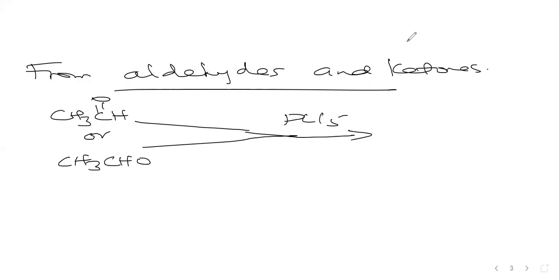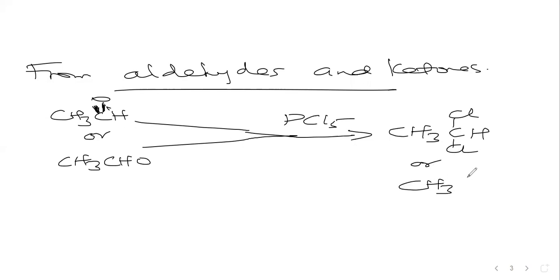phosphorus 5-chloride, this double bond here of the oxygen atom is substituted by 2 chlorine atoms. You get CH3CHCl2, or you can write this as CH3, CH, Cl2. That's the reaction that takes place.